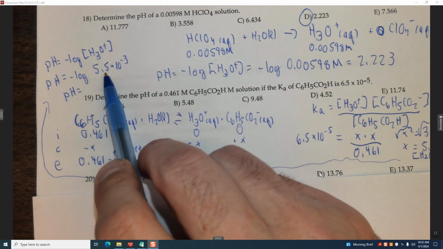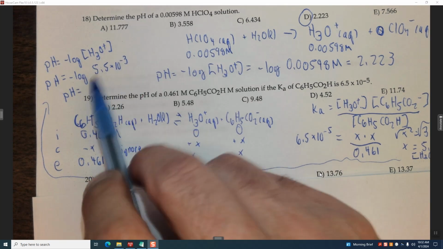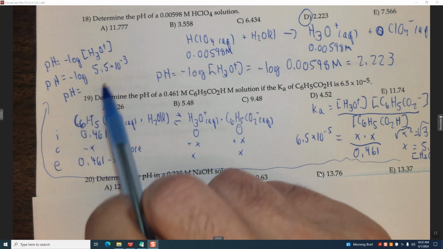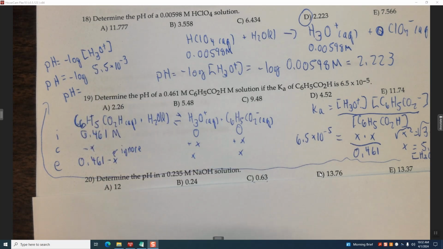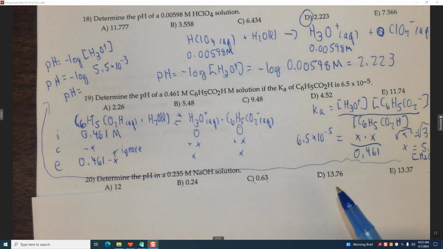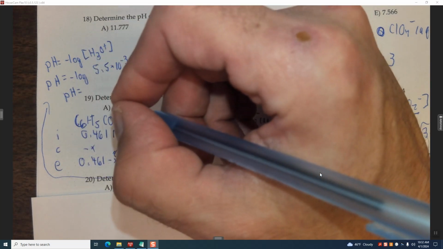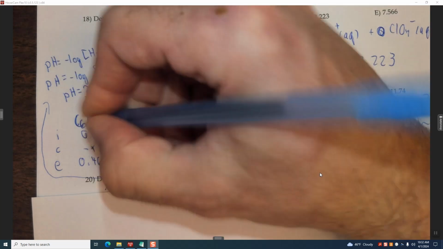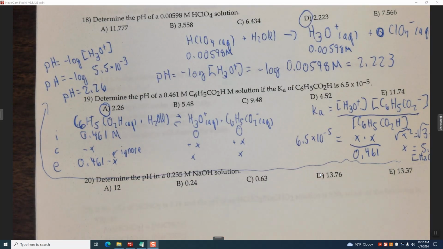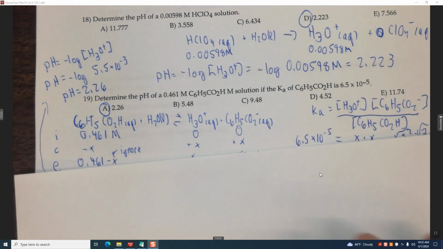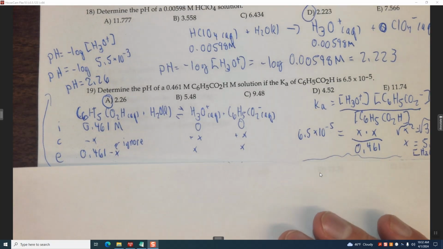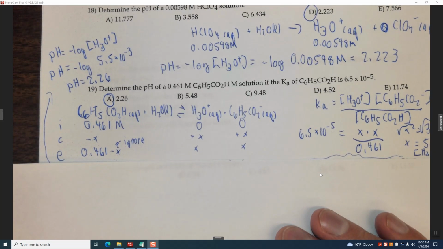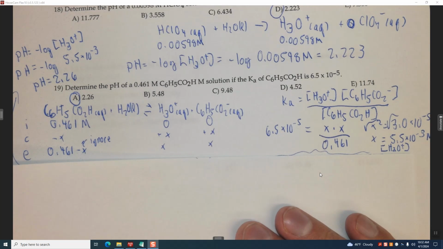Okay, note that this is 5.5 times 10 to the minus 3. If it was 1 times 10 to the minus 3, the pH would be 3, but in this case it's 5.5, so it's going to be 2 point something. All right, and when we do that, we find that it is 2.26, which is choice letter A. It is not a particularly easy question. It's a lot of steps, and it's also particularly difficult to fit on this piece of paper in the allotted space.